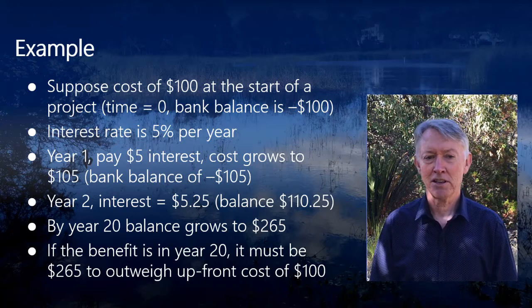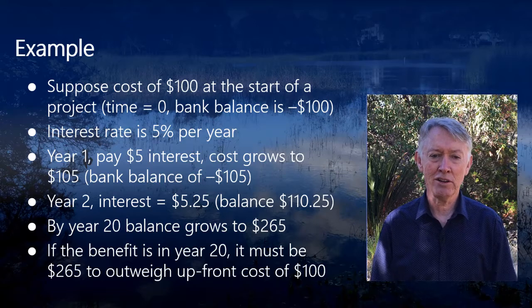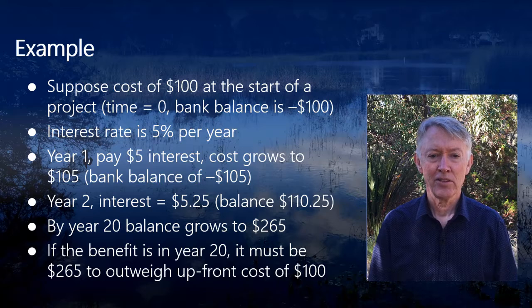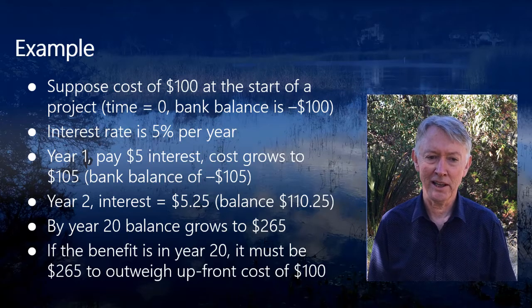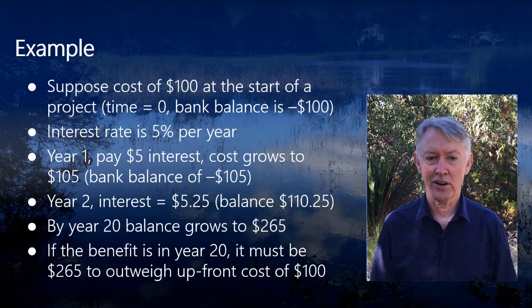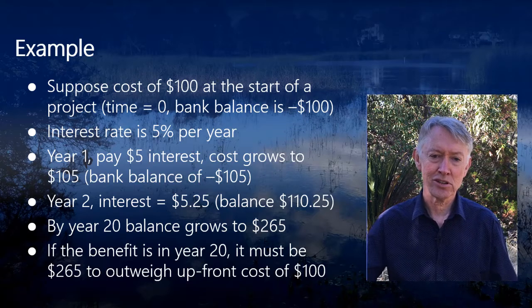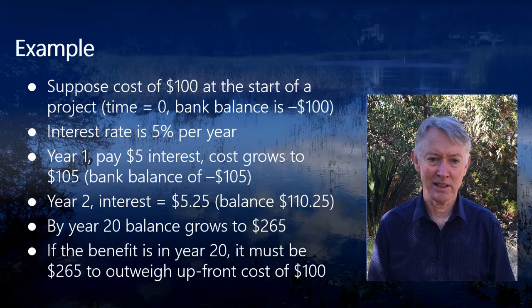What that means is that if the benefit of this project only occurs in year 20 and there are no prior benefits before that, then the benefit in year 20 would have to be at least $265 to outweigh the $100 plus all the interest costs that have accumulated up to year 20.